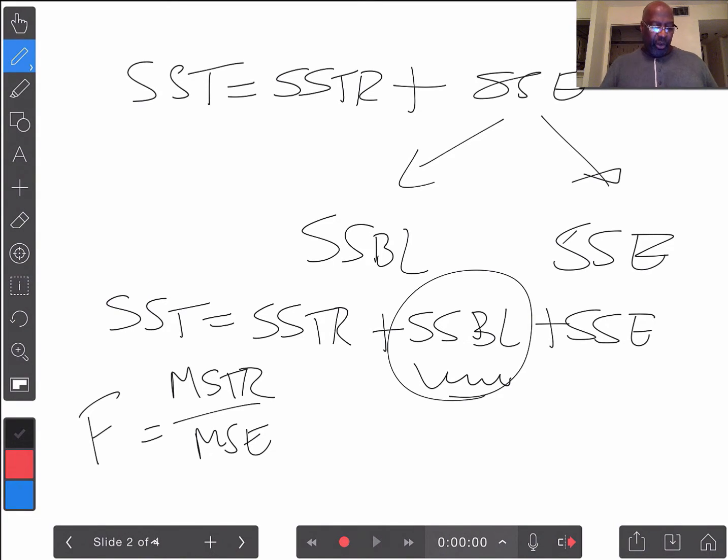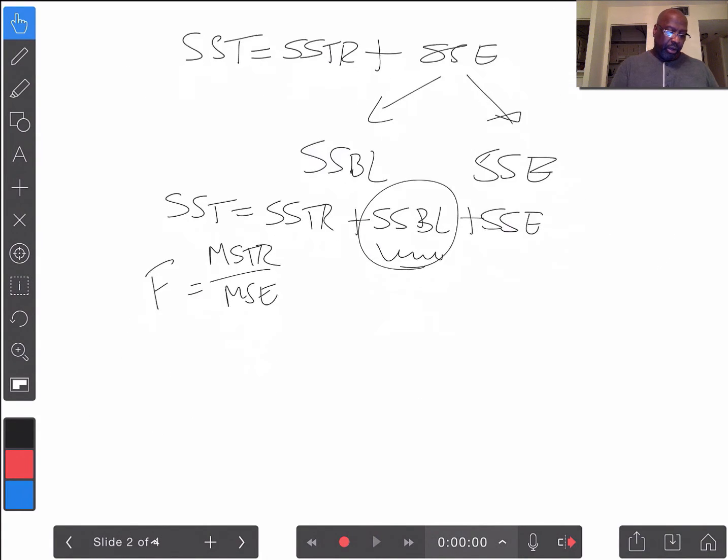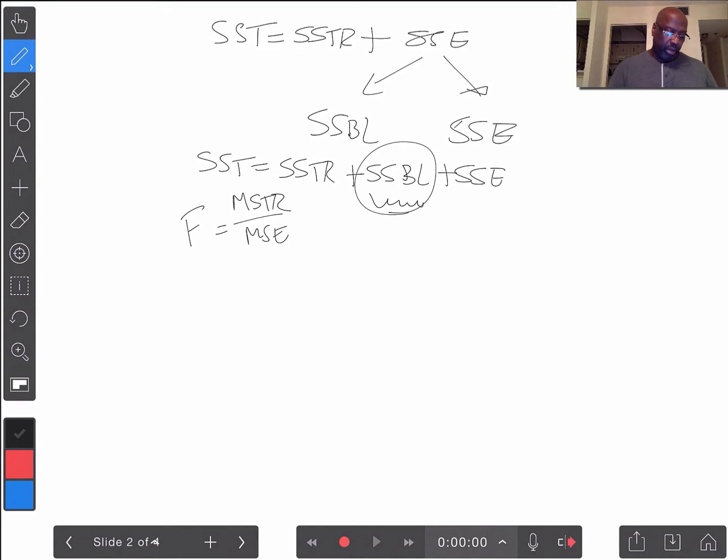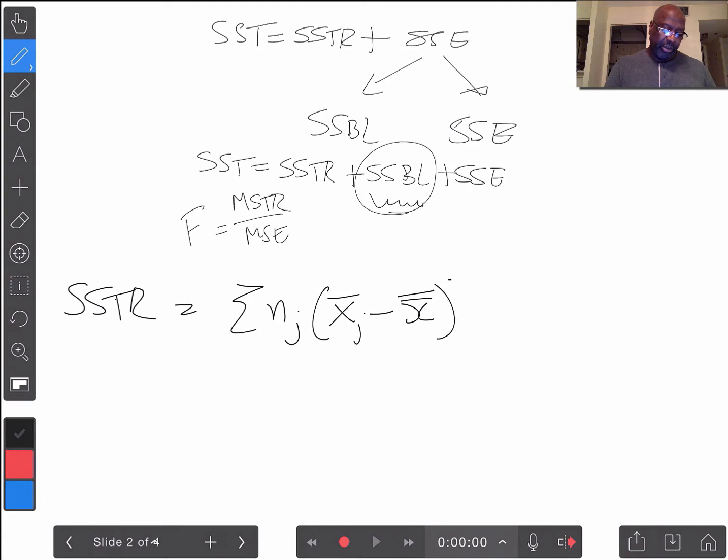All right? So you already had formulas for SST, SSTR, SSE, but we're going to expand that a little bit. Not modify, but expand it. So for SSTR, you've already seen this one, which is the sum of NJ times X bar J, that would be for the group or for the treatment, minus the grand mean, squared.